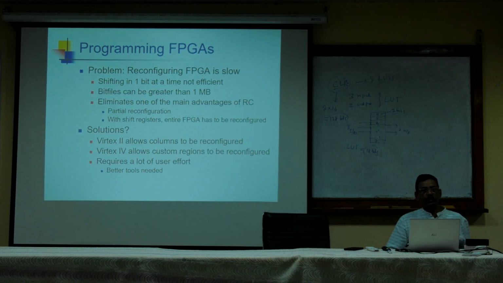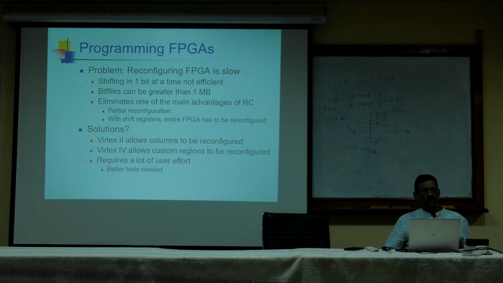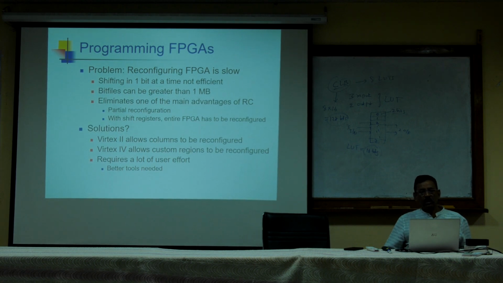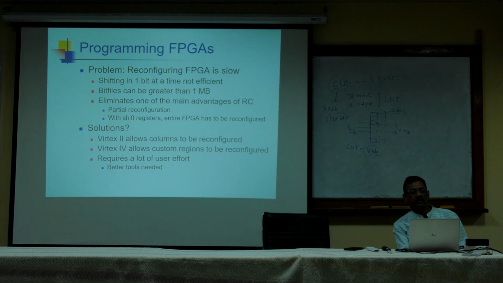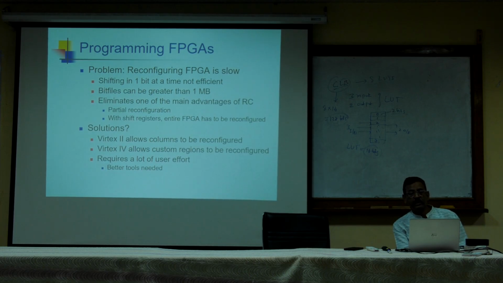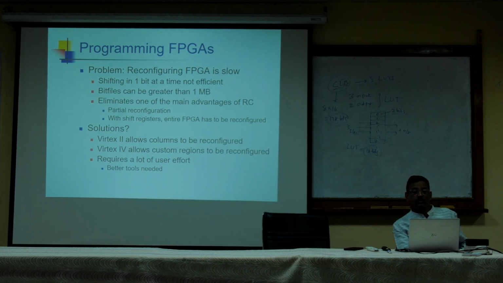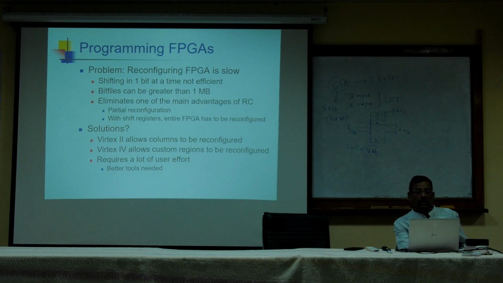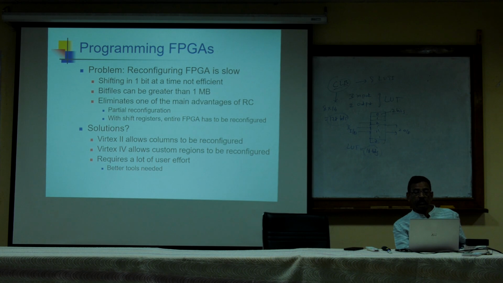That means partially reconfigurable, dynamic reconfiguration. These features are available, but this will not use those features here. If you reconfigure bit by bit, this eliminates one of the main advantages of RC, partial reconfiguration. With the shift registers, the entire FPGA has to be reconfigured. That takes time. What is the solution? Virtex 2 allows columns to be reconfigured, and Virtex 4 allows custom regions to be reconfigured. It requires a lot of user effort, and better tools are needed. So partial reconfiguration we can do.